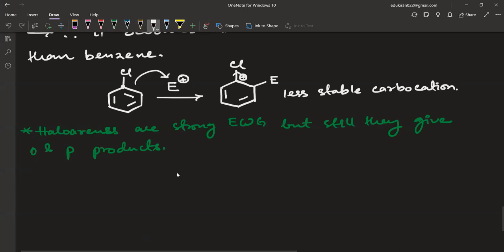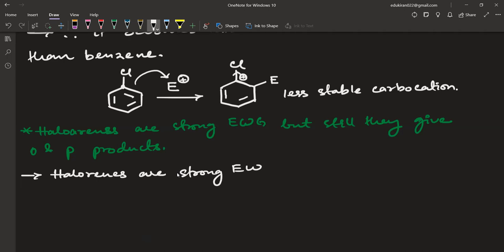This again you will write. Haloarenes are strong electron withdrawing group due to minus I. And here you have to give the reason for both the things. Why it is a strong electron withdrawing group and why it is giving ortho and para products. First of all, haloarenes are electron withdrawing group due to minus I effect.